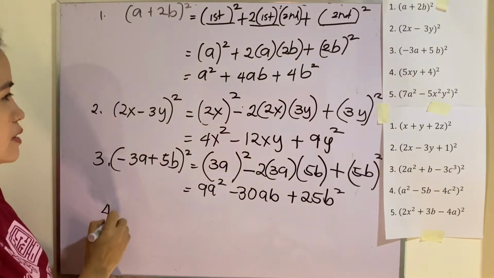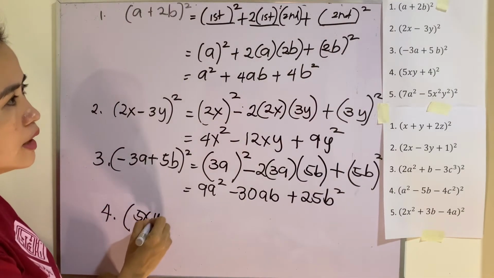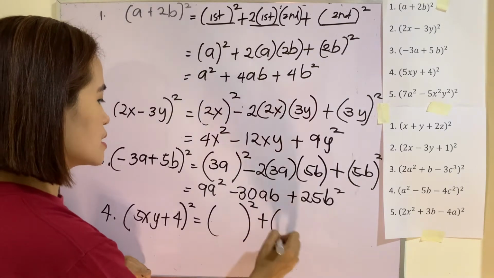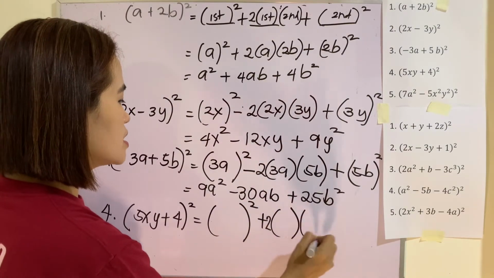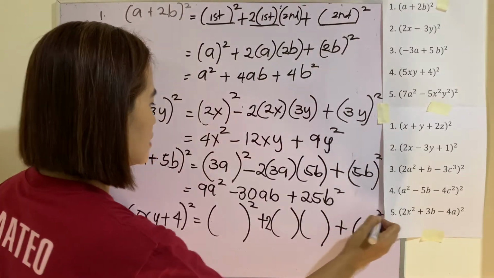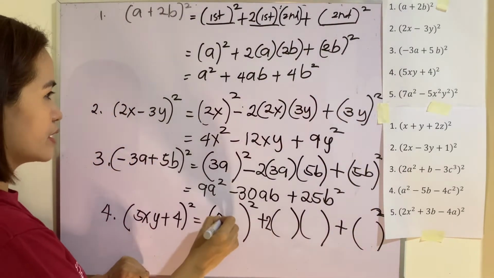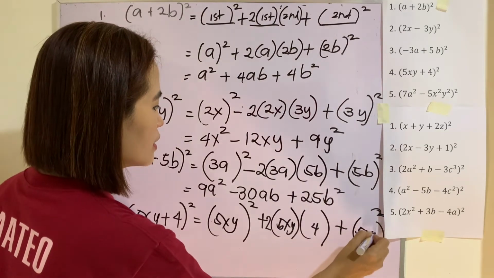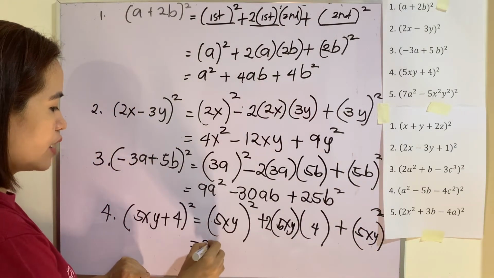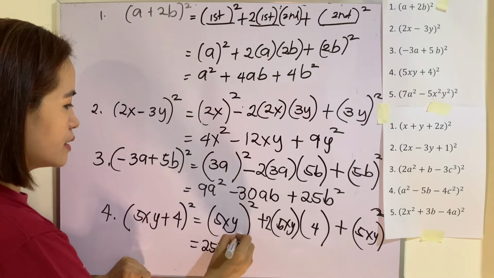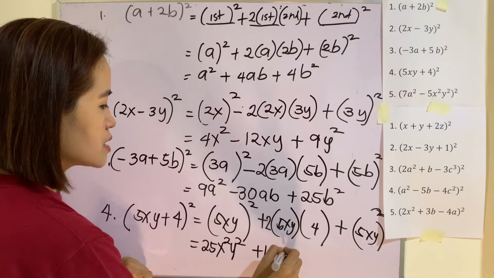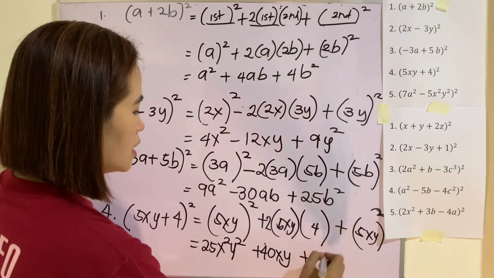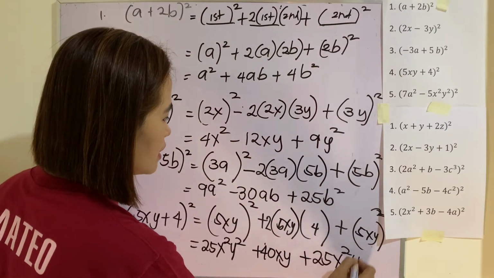Okay, number 4, we have (5xy plus 4) squared. So this is equal to the first squared plus 2 first, second, plus the second squared. So we have 5xy, this one is 5xy, 4, 5xy. So we have 5 times 5 is 25 x squared y squared, plus 10xy times 4, that will be 40xy, plus 16.